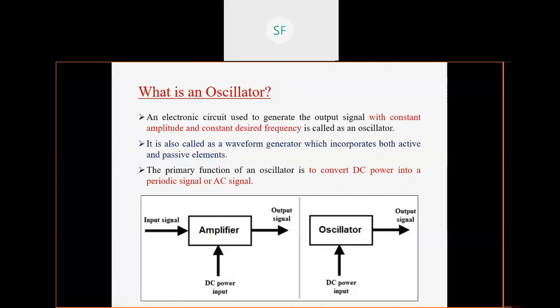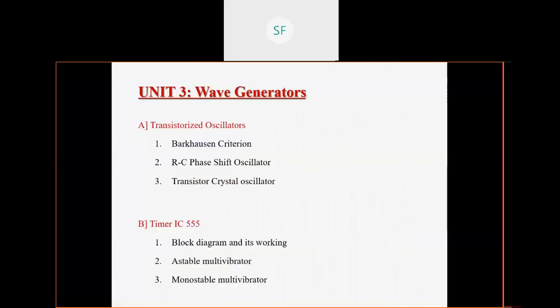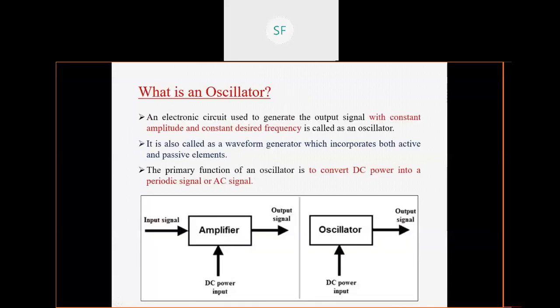Since this complete unit is nothing but a wave generator, wave generators are also called oscillators, or rather oscillators are also called wave generators, one and the same. Okay.